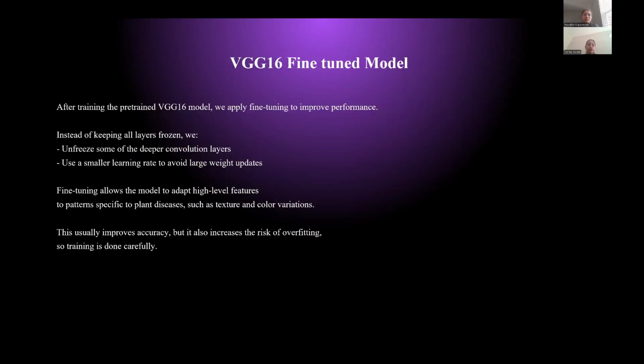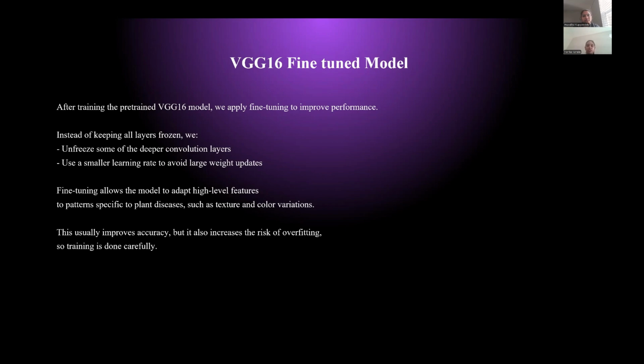Next, let's see the fine-tuned VGG16. After that, we fine-tuned VGG16 by unfreezing some of the deeper convolutional layers. We used a smaller learning rate to avoid large weight updates. Fine-tuning allowed the model to adapt better to the disease-specific textures and color variations in our leaf images.